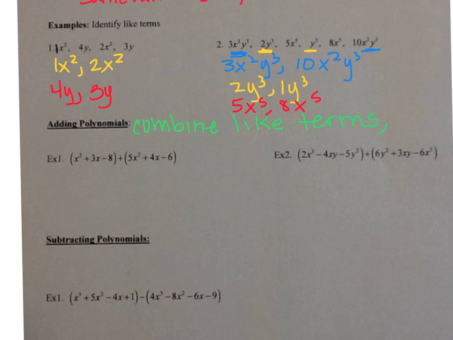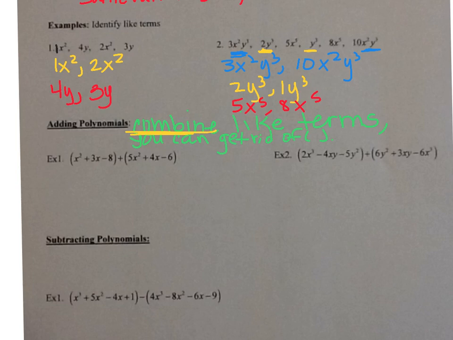You can get rid of the parentheses if you want. So if you want to write that down, you can get rid of parentheses. Okay? All right, so we're looking for like terms. Remember, when you combine like terms, you're adding or subtracting the coefficients, whatever operation, and you keep the variable and the exponent the same. So let's take a look at the first one.